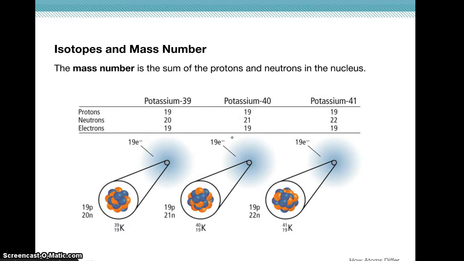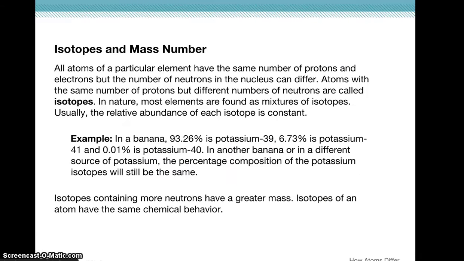Okay, go back. All right, so we know about the atomic number, we know about protons. Now we want to talk about neutrons. All atoms of a particular element have the same number of protons. We just talked about that. That's what makes it that element. They also have the same number of electrons, but the number of neutrons in the nucleus can differ. Atoms with the same number of protons but different numbers of neutrons are called isotopes. In nature, most elements are found as mixtures of isotopes, so there are rarely any pure elements that are only one isotope.